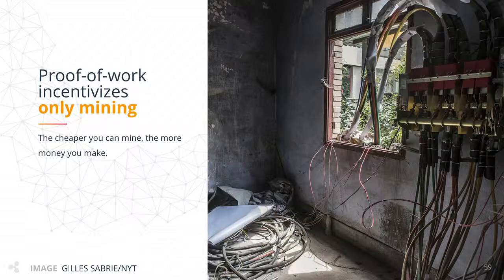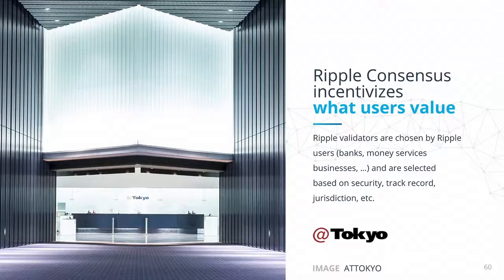Again, this is the same mining operation. These are pictures from the New York Times. And with Ripple Consensus, since the validators are actually chosen by the users, it gives a slightly different incentive. Users want all kinds of properties out of a validator. They might want security. They might want that validator to be fast enough to process a lot of transactions. They might want a lot of uptime, and so on.